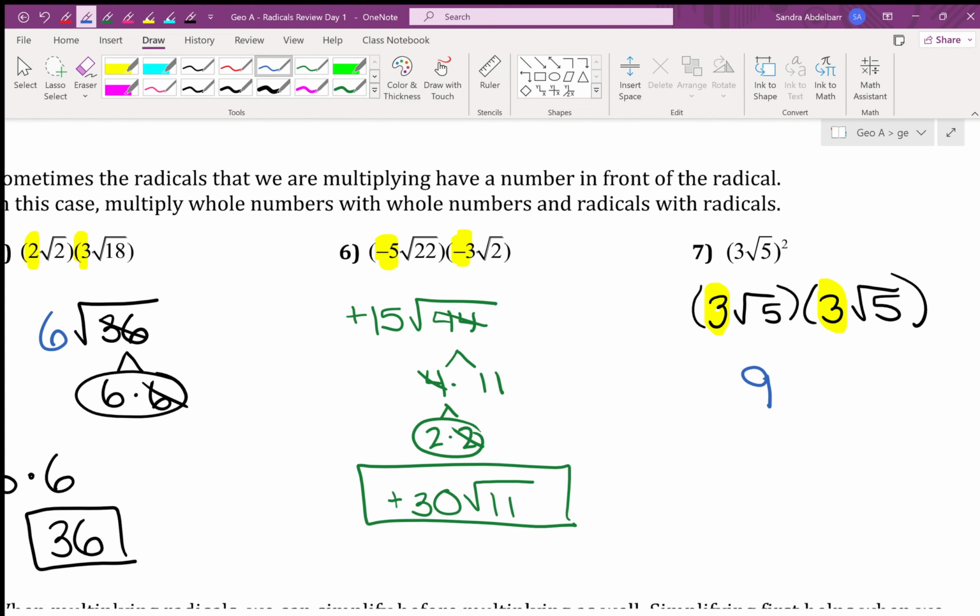Please do not disappoint me here. What is root 5 times root 5? Not Adam, he had it last time. Somebody else. What's root 5 times root 5? Bridget. Whole number 5. No more radical, right? Anytime you multiply a radical times itself, it ends up just being that whole number. 9 times 5 is 45. No more radical.